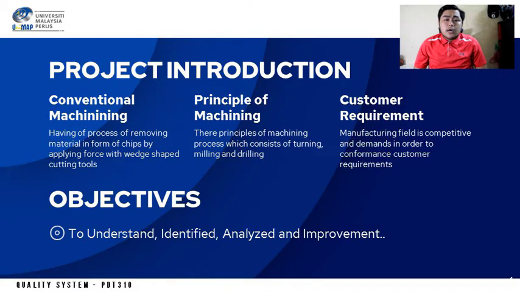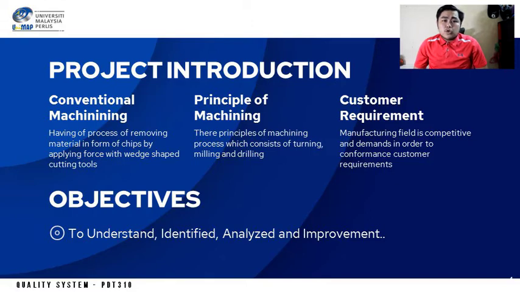Next is the objective. First, to understand the QC tools used in analyzing the defects found in the conventional machining process. Next is to identify the defects of the product from the conventional machining process. Next is to analyze the defects of the product from the conventional machining process in terms of the least defect cost of the machine to the production.